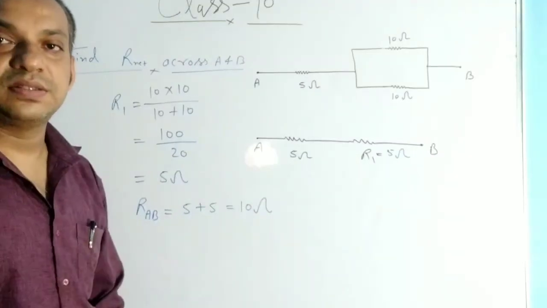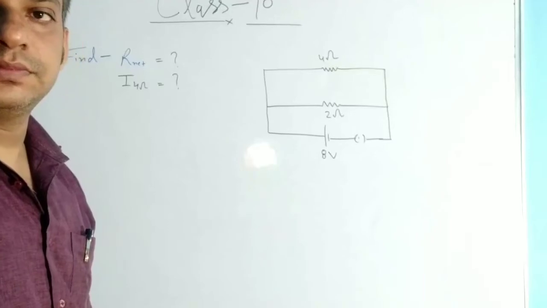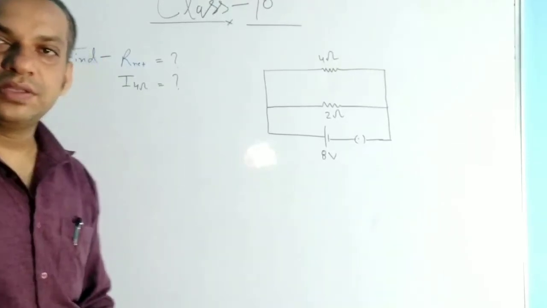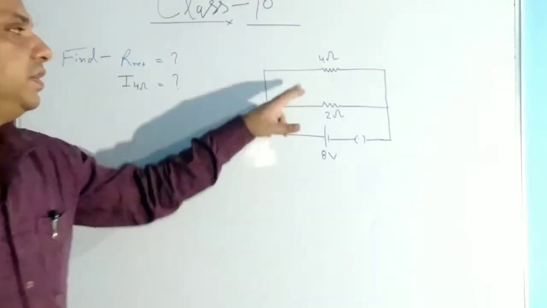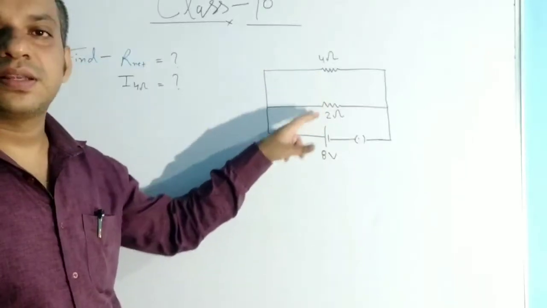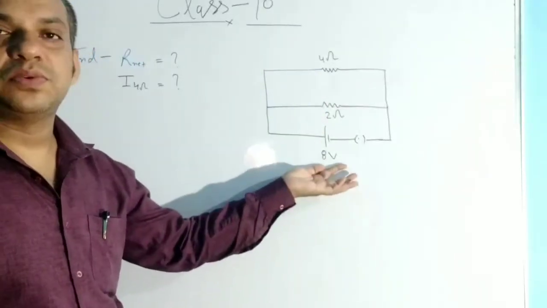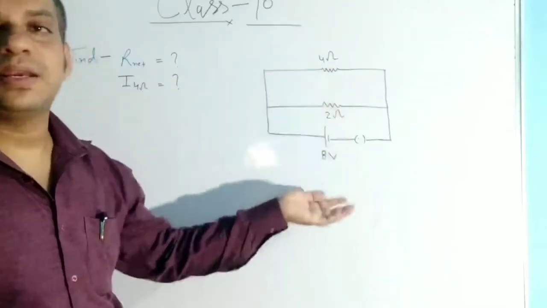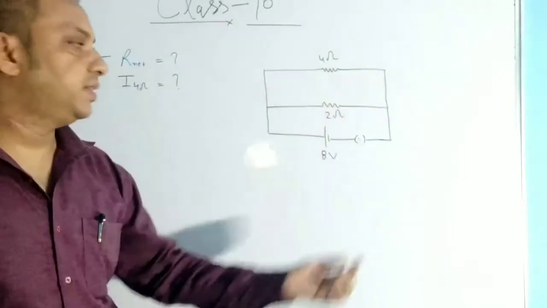Right? Let us discuss one more numerical. In this question you can see that these two 4 ohm resistors are connected here, and an 8 volt supply is connected parallelly across these two resistors, and this is the key.